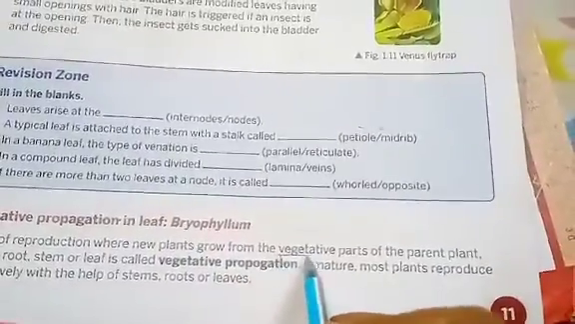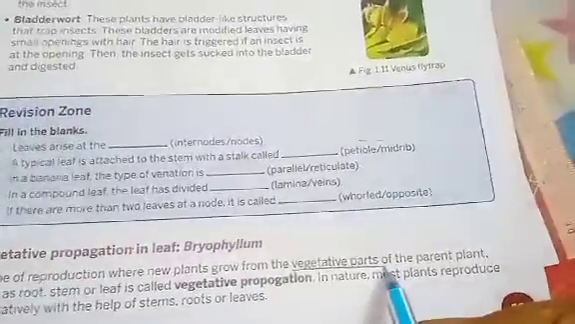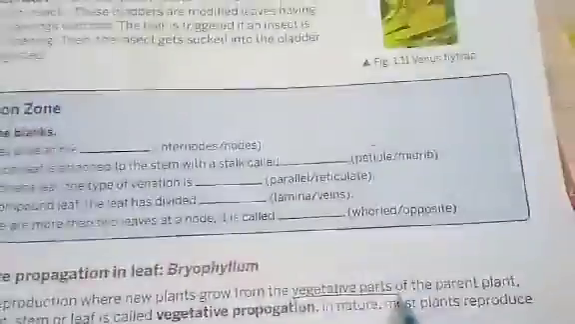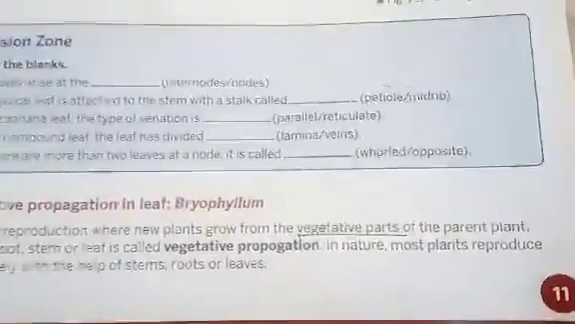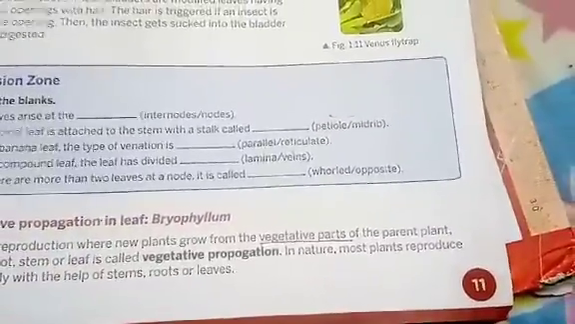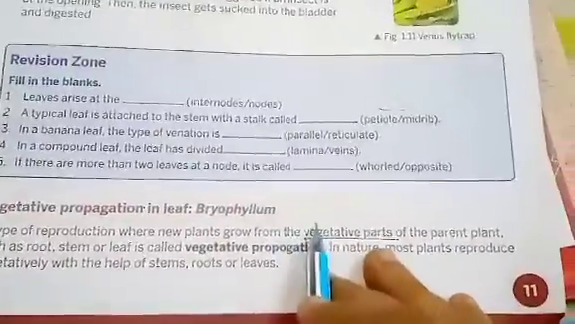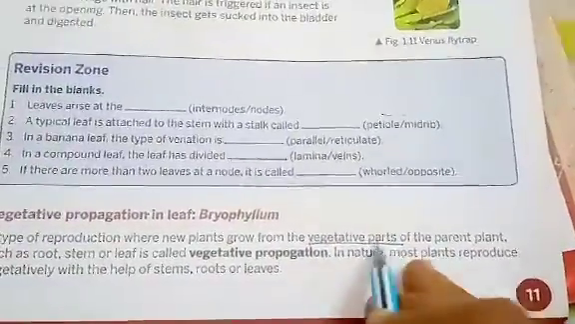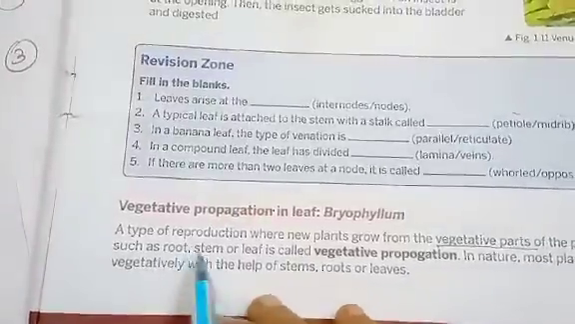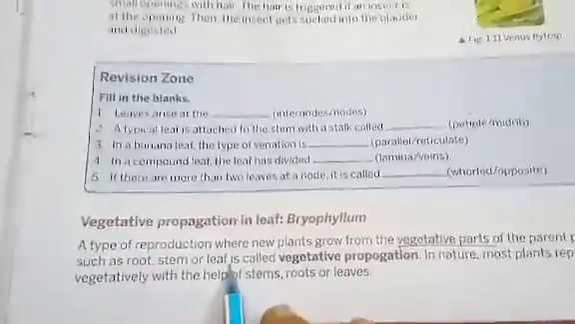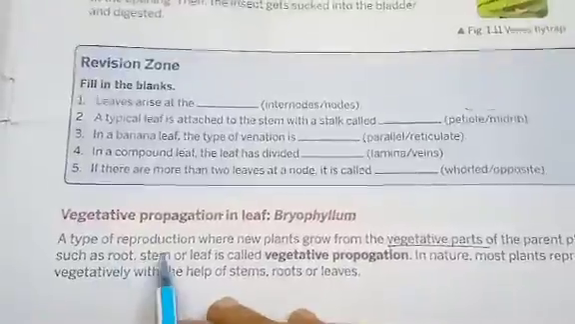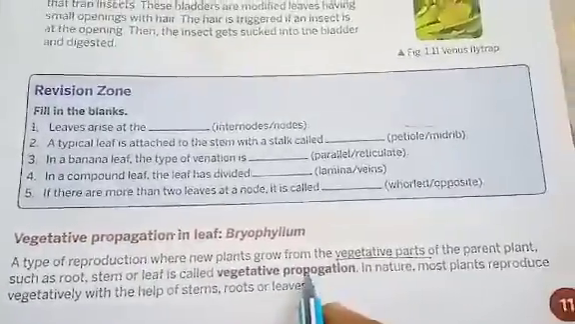This part is important children. Vegetative parts means these are the parts other than flowers, fruits and seeds. You know till now that any plant that you grow, we grow it by the help of the seed. But there are some plants which are also grown from the vegetative parts. Which are the vegetative parts? Root, stem or leaf. When we grow the plants from these parts of the plant, it is called vegetative propagation.